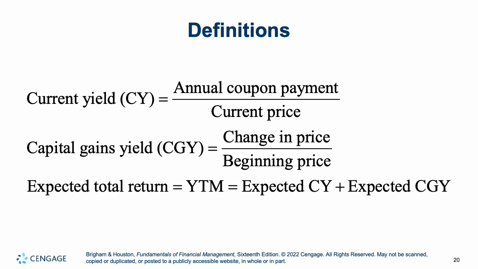That simply tells us whether we've made anything on the value of the bond. If the bond is still trading at par and we bought it for par, your capital gains yield would be 0. If it's trading for less than par or more than par, you could get a positive or negative capital gains yield depending on the situation. Your expected total return is the same thing as the yield to maturity which we were calculating, and yield to maturity is simply your current yield plus your capital gains yield.